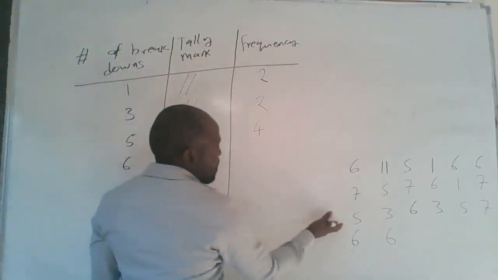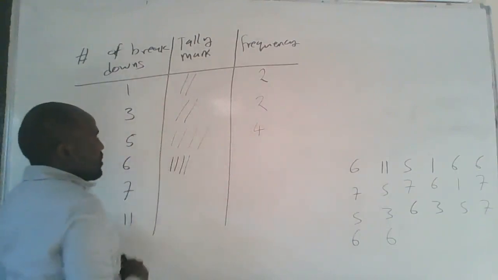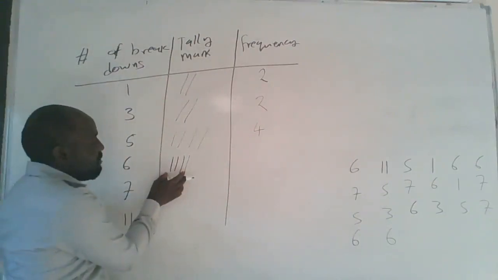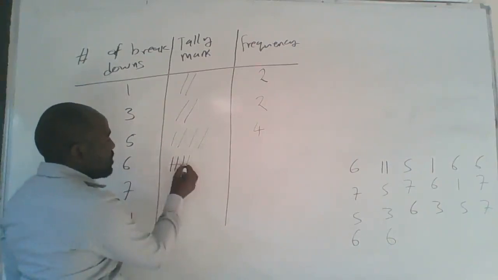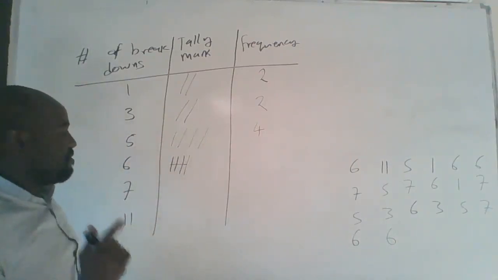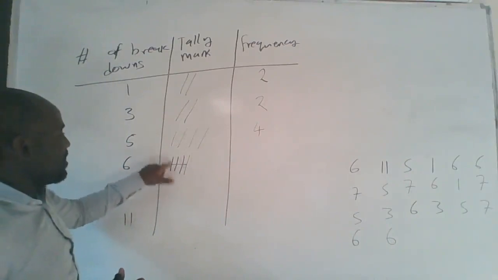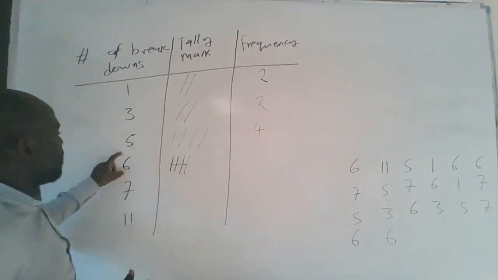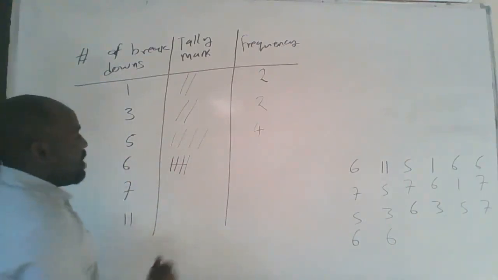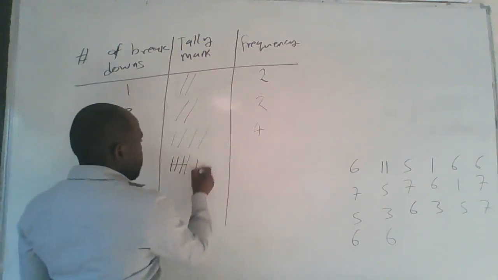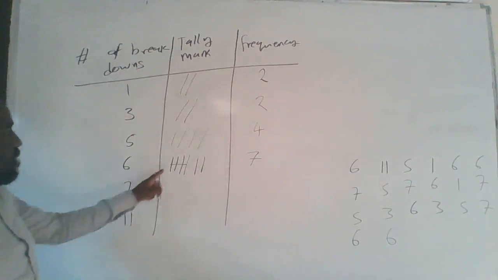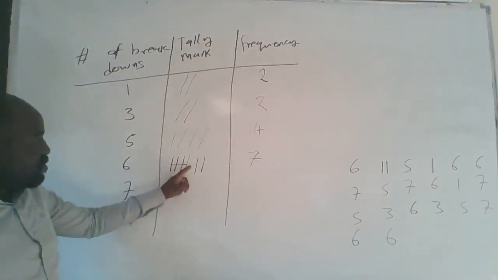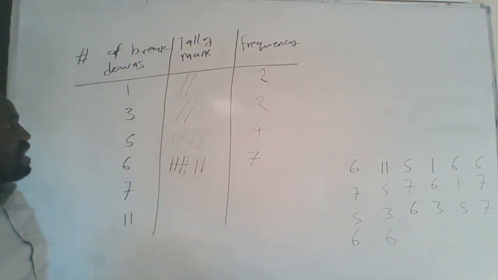I go to the third. There is another 6. With tally marks, I have tallied 4, meaning the fifth one crosses here. So we put them in bands of 5. Then we go to the last, we see 2. So the frequency for 6 is 7. So we have 1, 2, 3, 4, 5 crossing, 6, and then 7.